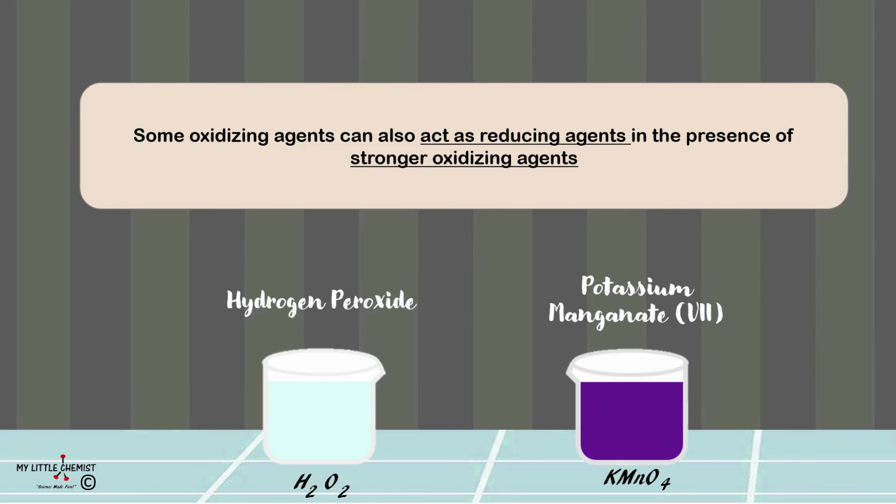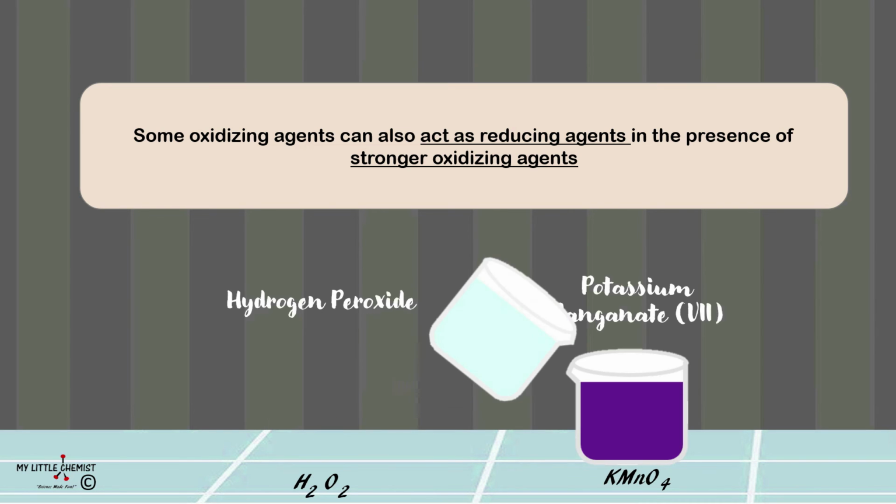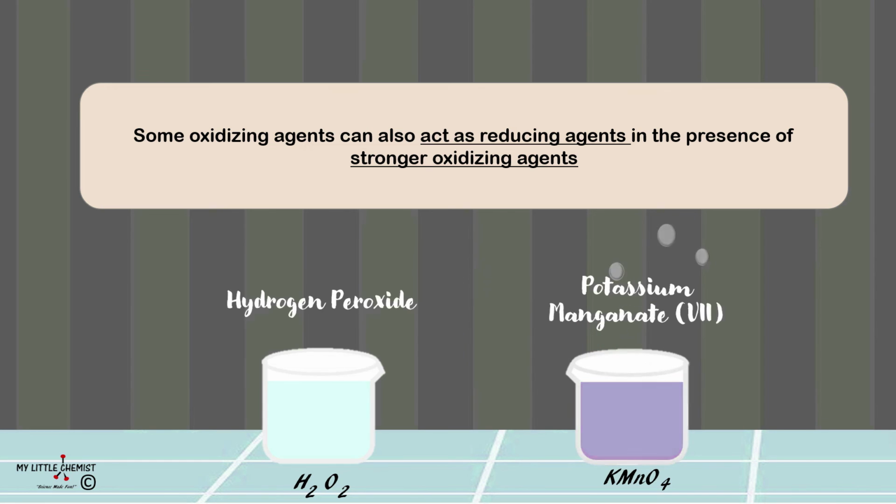Similarly, some oxidizing agents can also act as reducing agents in the presence of stronger oxidizing agents. Here we have hydrogen peroxide and potassium manganate 7, 2 oxidizing agents. When one is added to the other, the potassium manganate 7 changes from purple to colorless. This indicates that the potassium manganate 7 oxidized the hydrogen peroxide, which acted as the reducing agent in this case since it was the weaker oxidizing agent.